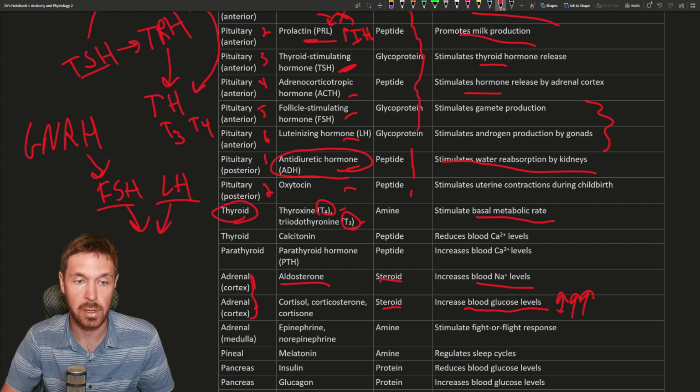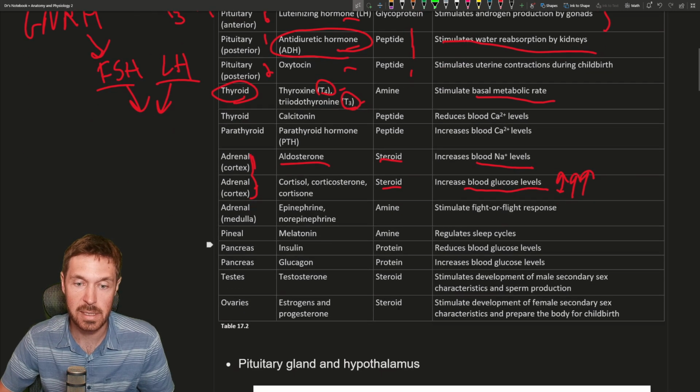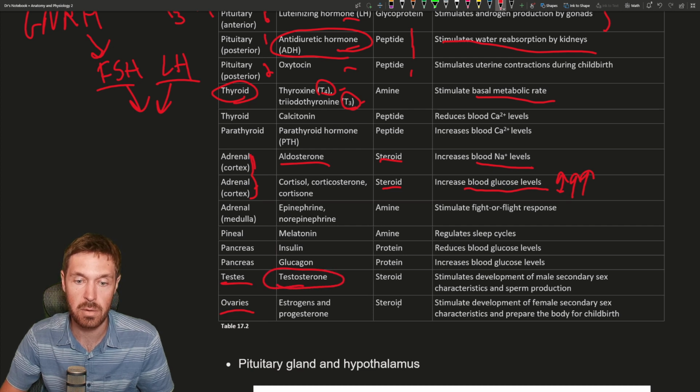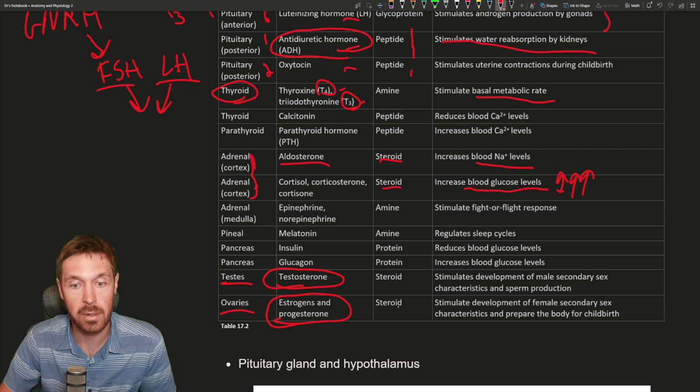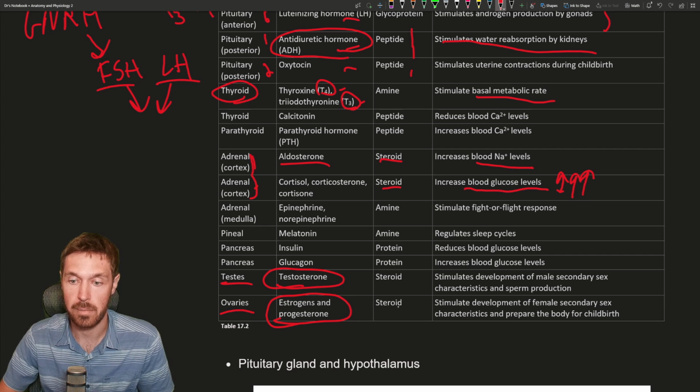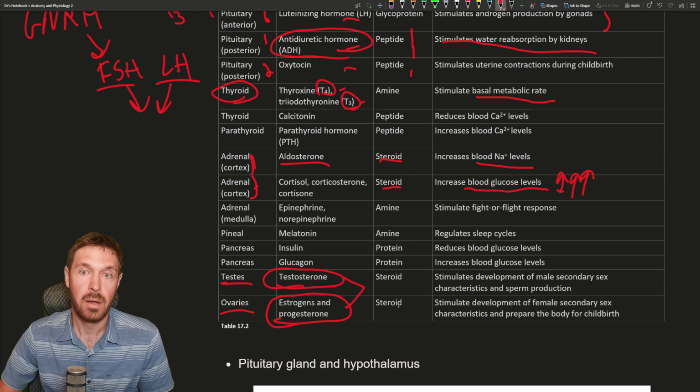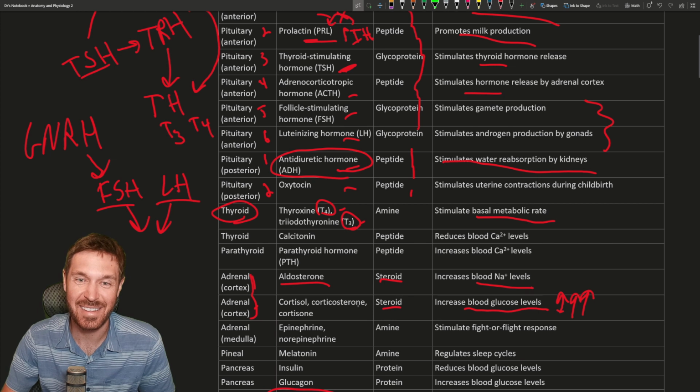These then travel to the gonads. So the testes and the ovaries lead to the production of testosterone or estrogen and progesterone here. They assist in either spermatogenesis, which is the formation of sperm, or follicular development, which is the production of the oocyte or egg in females. Testosterone and estrogen also play roles throughout the body for metabolic rate, secondary sex characteristics, and those sorts of things in each sex. Alrighty, so that's FSH and LH. We'll talk about those more when we get to the reproductive system.